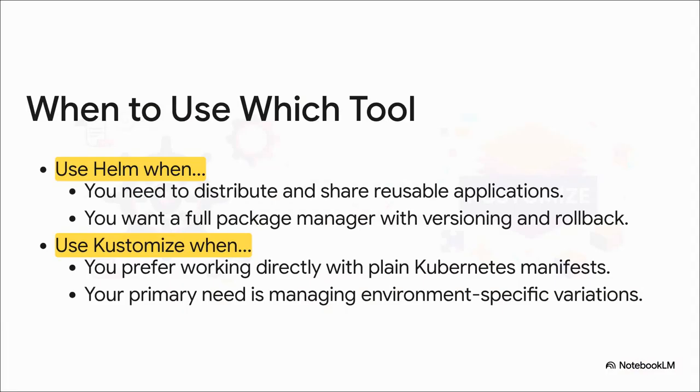Let's make it really simple. You should probably use Helm when you need to share and distribute reusable applications. If you want a full package manager with versioning and rollbacks, and you're cool with abstracting away the YAML, Helm is your friend. But you should probably use Kustomize when you want to work directly with standard Kubernetes manifests. If your main goal is just managing those little differences between staging and prod, and you really don't want to learn a whole new templating language, then Kustomize is going to be a perfect fit.